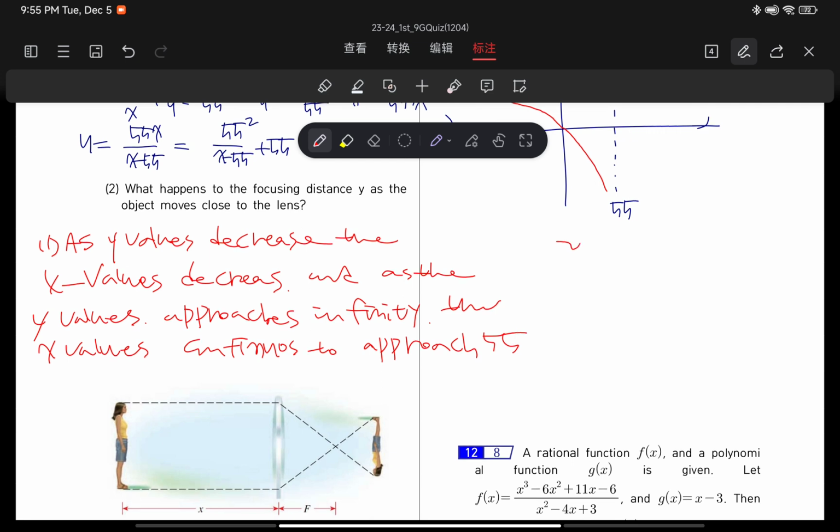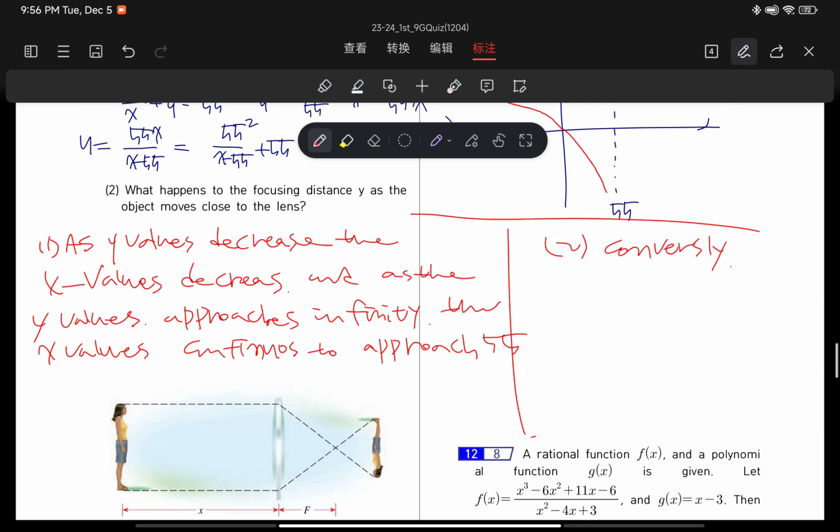Okay, and number 2 is almost the same. What happens to the focus distance as the object moves close to the lens? So conversely, as the y value decreases, the x value increases.